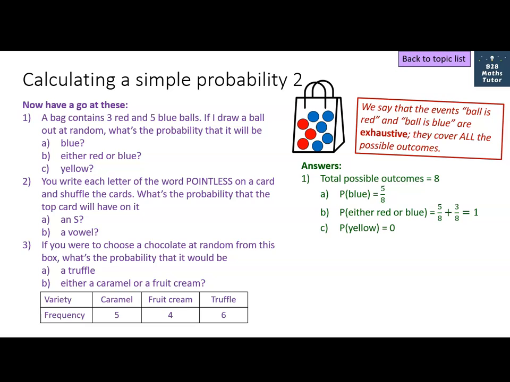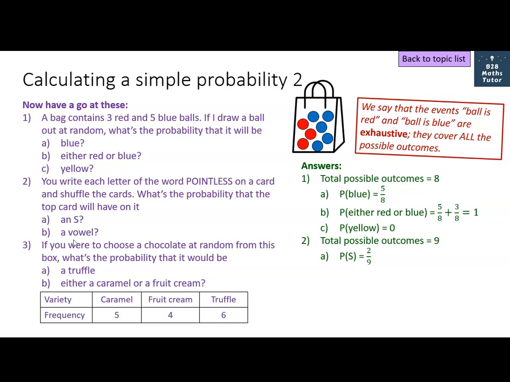Number 2, how many possible outcomes do we have? How many cards are we going to have with letters on them? We've got 9 letters in the word, so we're going to have 9 cards, 9 possible outcomes. Now for A, 2 of those cards have S's on them. So the probability of getting a card with an S on it is 2 out of the 9 possible outcomes, 2/9.